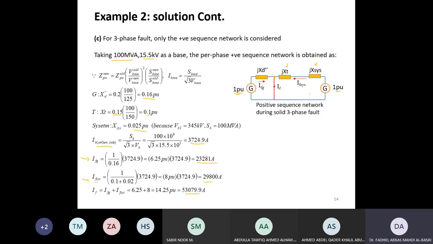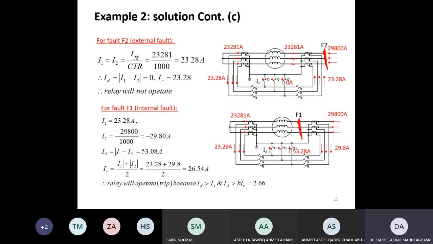This value can also be obtained by taking the Thevenin equivalent circuit at the fault point here. If you remove this fault and take this Thevenin impedance, we'll see this is in parallel with this. This is Z Thevenin. Then V Thevenin will also be 1 per unit. If you divide V Thevenin over Z Thevenin, that gives you the fault current directly. Okay, this is another way to find this one, which you multiply by I base to get this one.